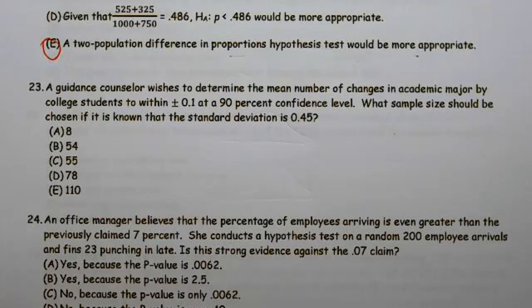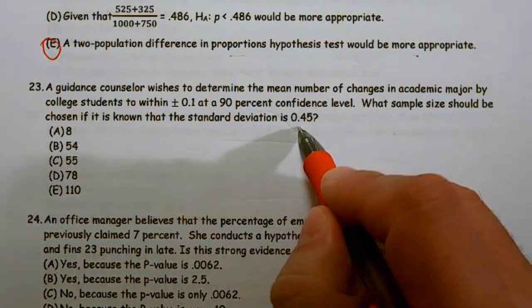A guidance counselor wishes to determine the mean number of changes in academic major by college students to within plus or minus 0.01 at 90% confidence level. What sample size should be chosen if it's known that the standard deviation is 0.45? All right, this is an ugly problem and is a bit concerning. They're telling us our standard deviation is 0.45.